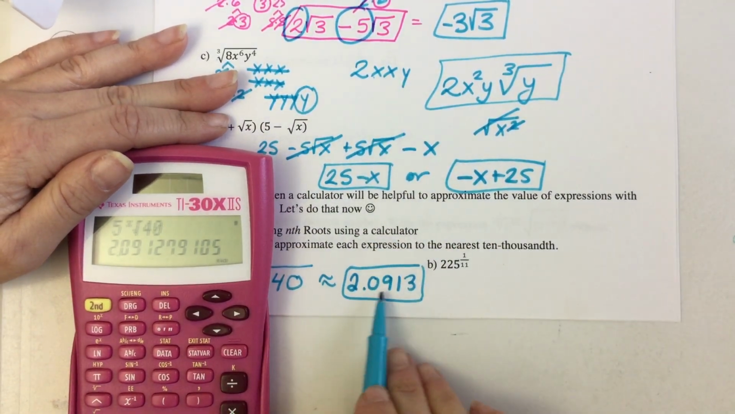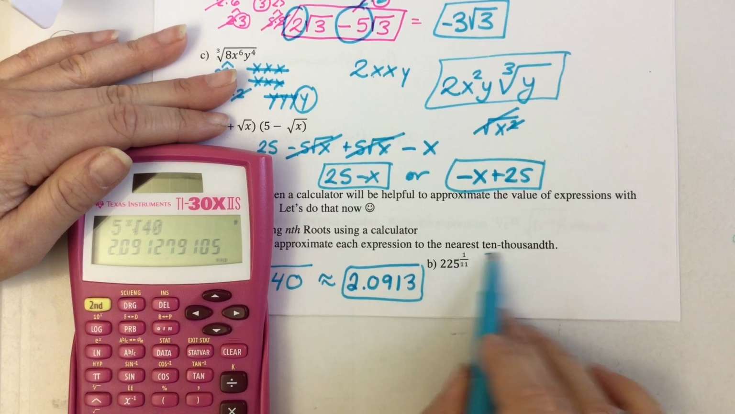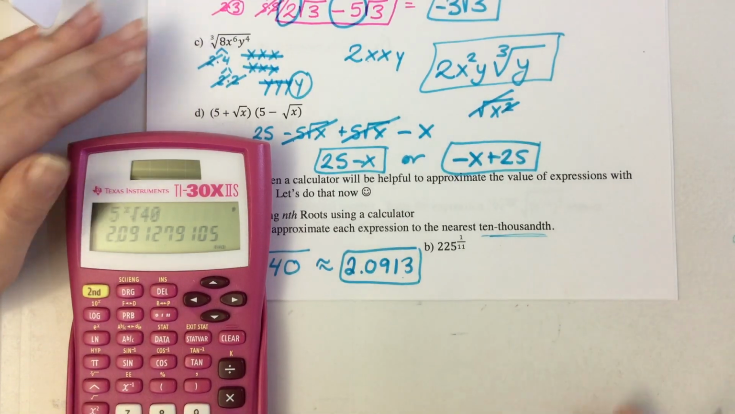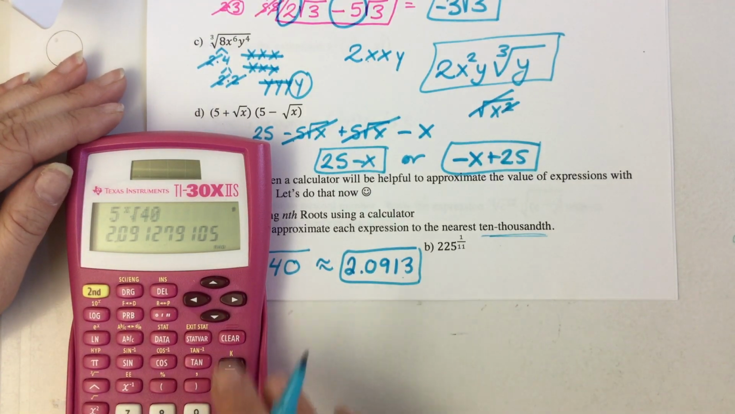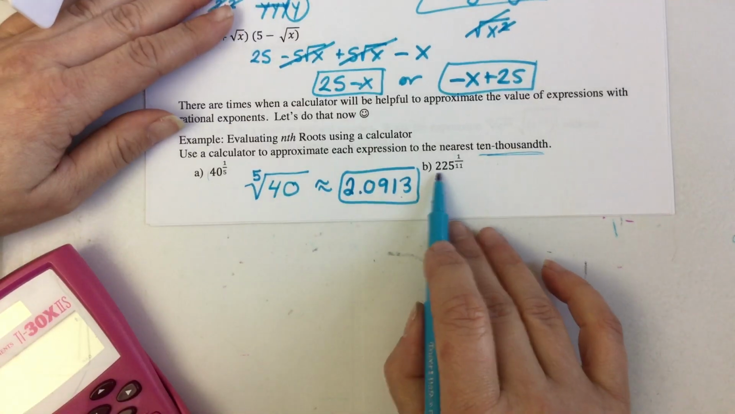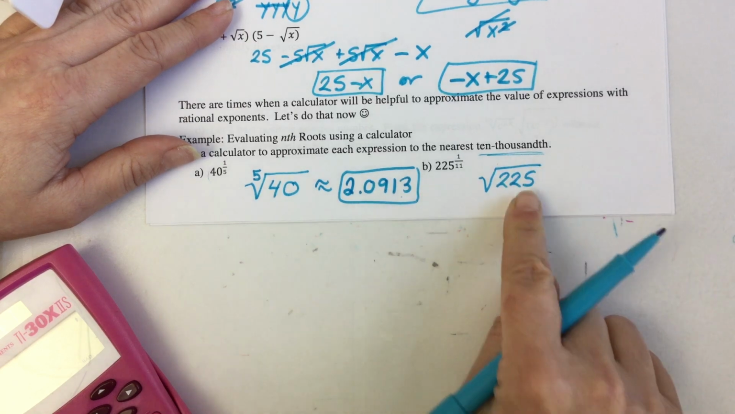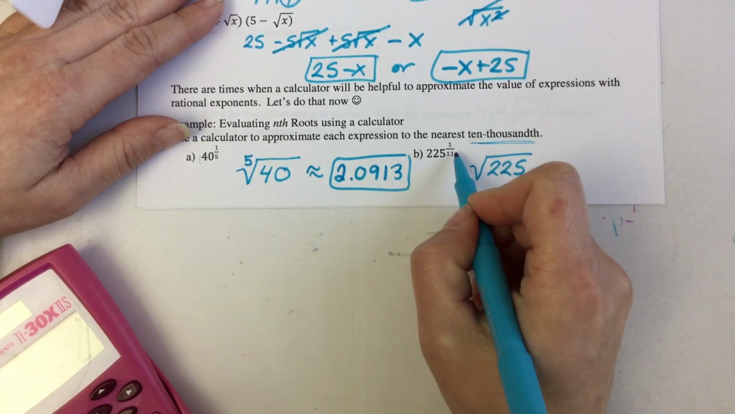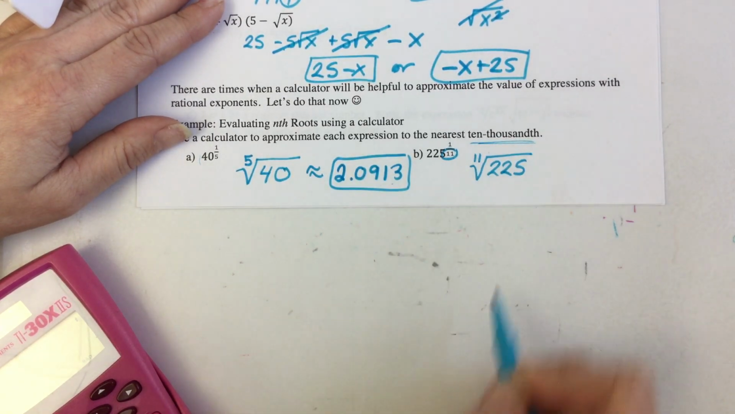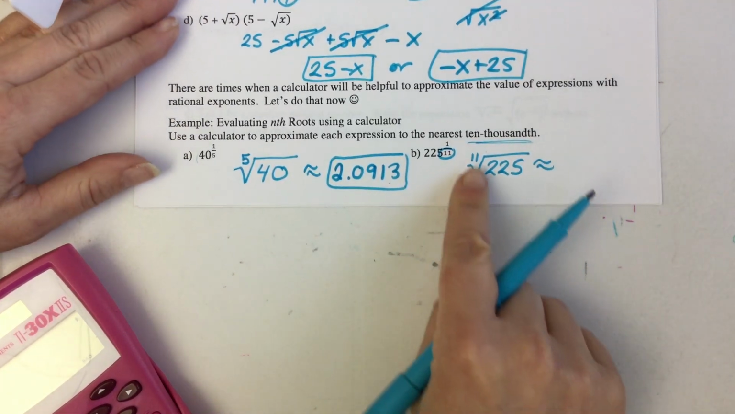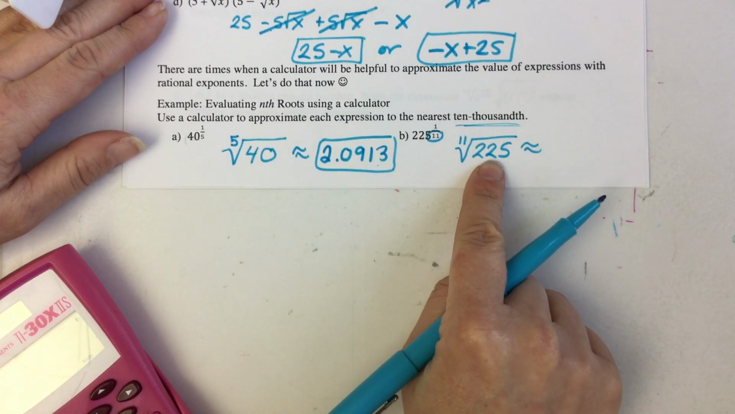Again, that's the 10th, 100th, 1000th. They want us to go to the 10,000ths, meaning you need to round to 4 places. Let's try that again. Whatever the base is, that is your radicand. So in this case, 225 goes underneath the symbol. Whatever the denominator is, that's the index. So what we are calculating is the 11th root of 225.